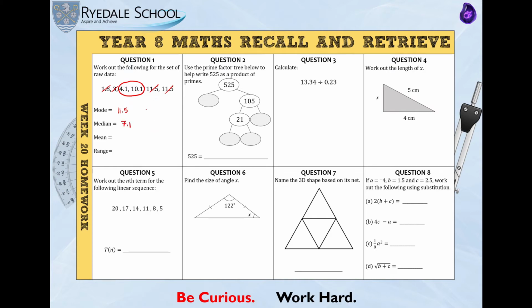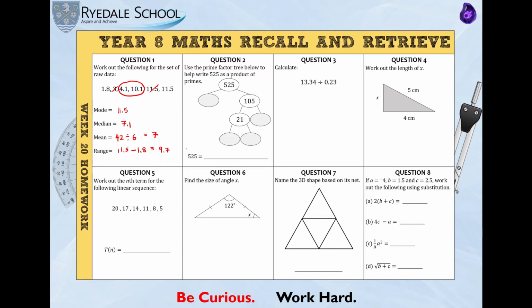To find the mean, we need to add them all up, and when you add all of those numbers up, it makes 42, and we are dividing by 6, which is 7. The range is the difference between the biggest and the smallest, and the biggest is 11.5. The smallest is 1.8, and 11.5 subtract 1.8 is 9.7.